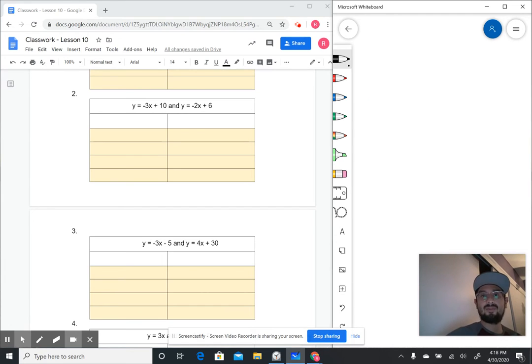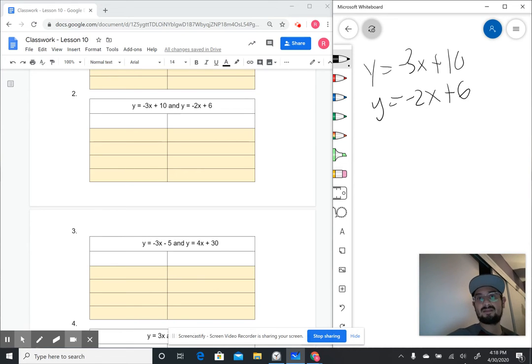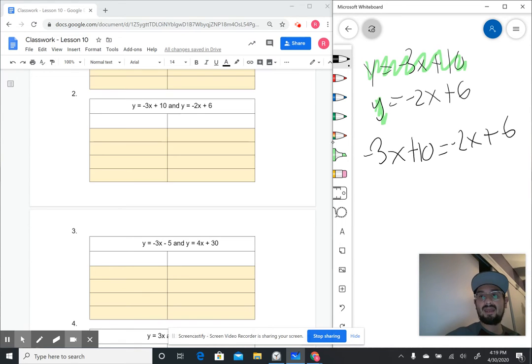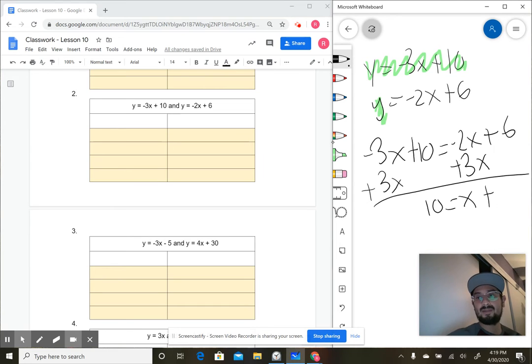Okay, so the same thing here. y equals negative 3x plus 10. y equals negative 2x plus 6. So I'm going to substitute this y over here into that y right there. So negative 3x plus 10 is equal to negative 2x plus 6. Add the 3x to both sides. So 10 equals negative 2x plus 3x, which is x, plus 6.